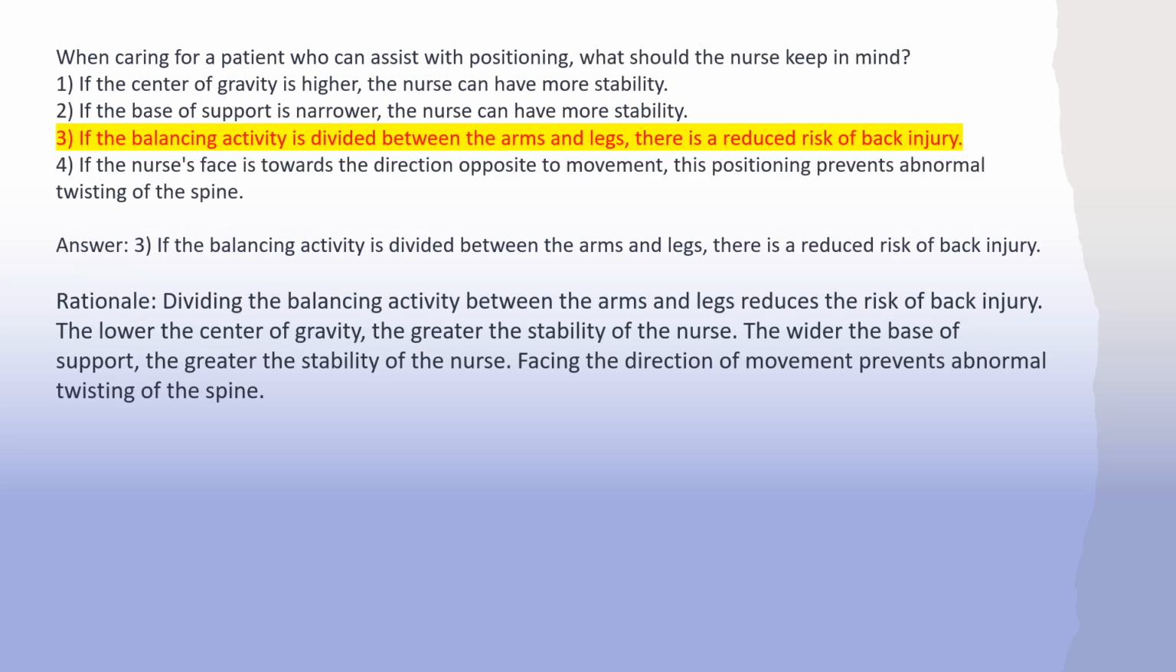Answer 3. If the balancing activity is divided between the arms and legs, there is a reduced risk of back injury. Rationale: Dividing the balancing activity between the arms and legs reduces the risk of back injury. The lower the center of gravity, the greater the stability of the nurse. The wider the base of support, the greater the stability of the nurse. Facing the direction of movement prevents abnormal twisting of the spine.